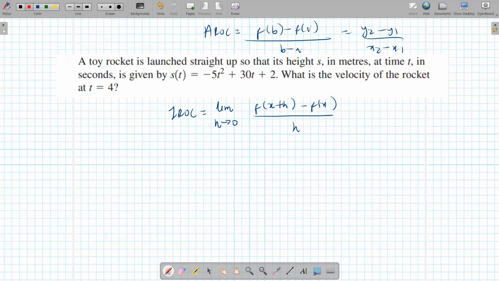Now this thing, the limit, what does this mean? It just means the h you see on the bottom is going to 0, but it's not exactly 0. Okay, you can even ignore this if you would like. I'm just going to put it there for reference. So to find the IROC, you can ignore h. What we need first is f of x. What's the x value in this question? 4. So we need f of 4, but the function is called s, so let's call it s of 4. How do we find s of 4?